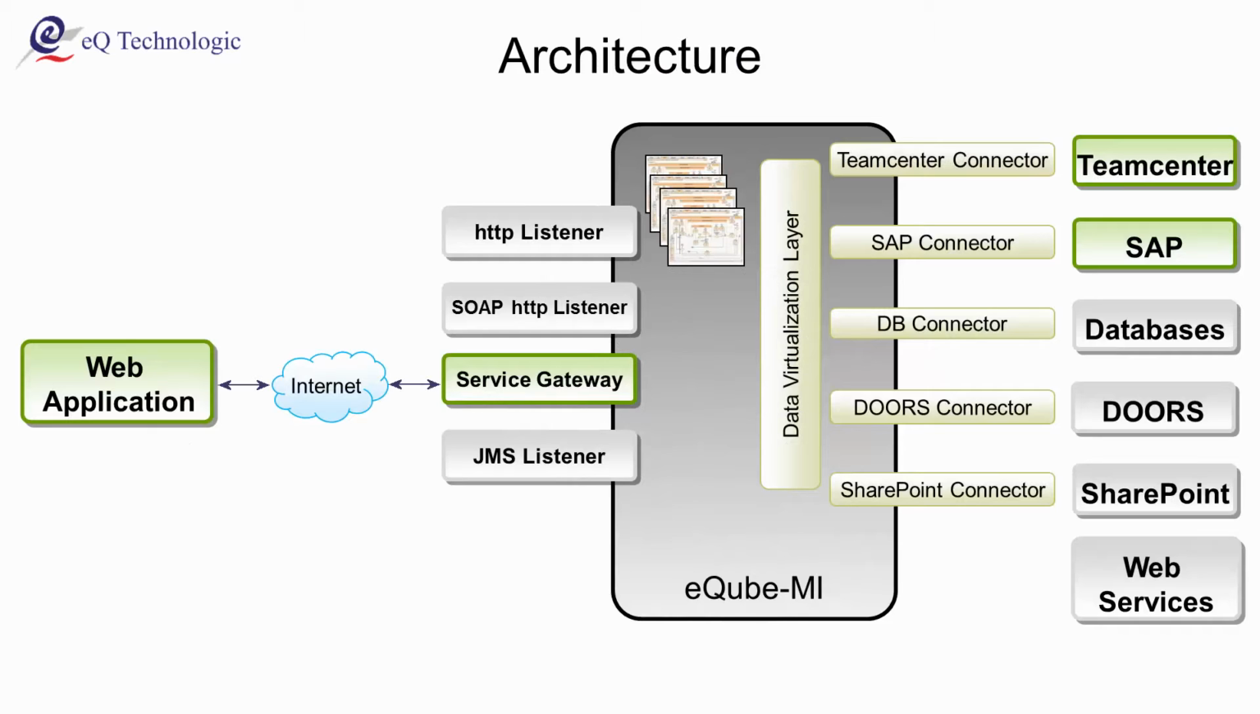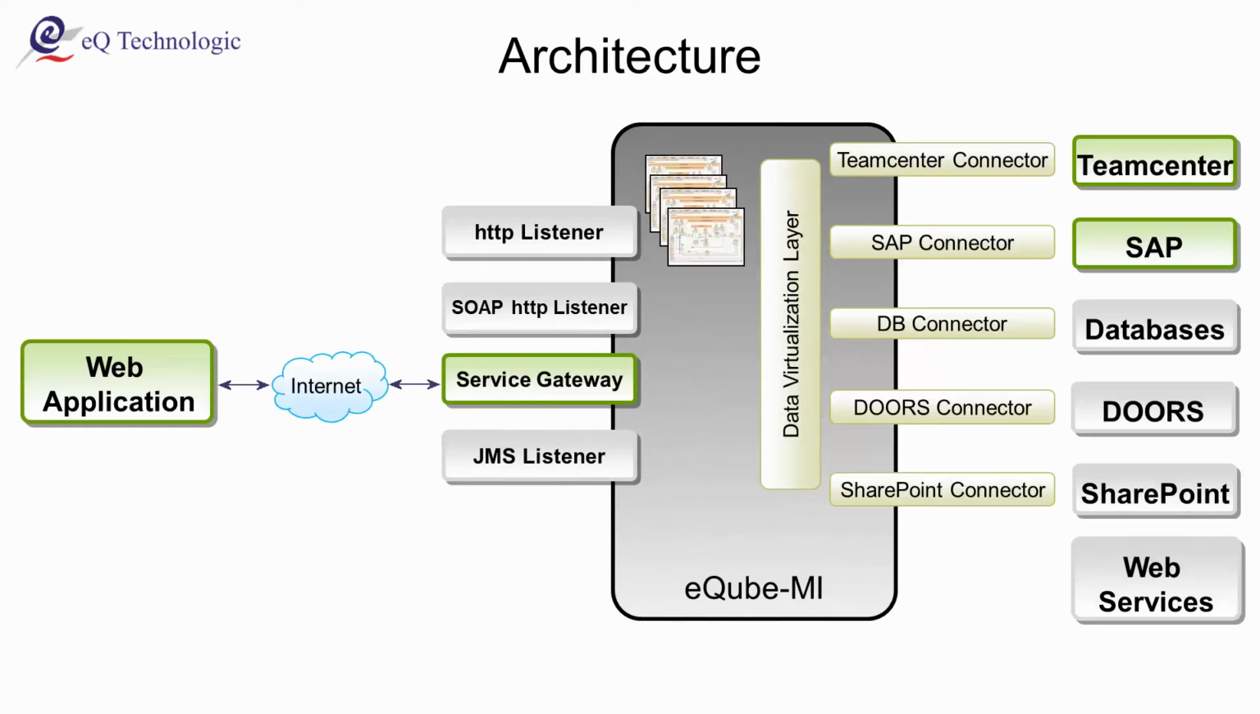So on the right hand side you see several applications: Teamcenter, SAP, databases, homegrown applications, DOORS for your requirements, SharePoint for sharing of your files, and other web services that may be available within an organization. And then we have eQube-MI, which will provide the facility to have the application gateway.